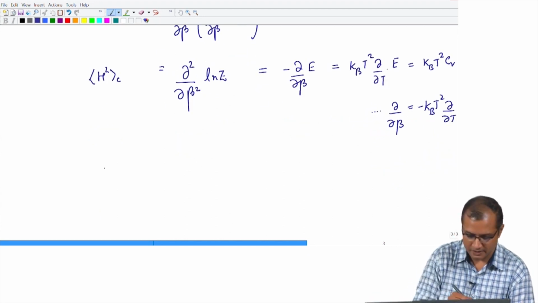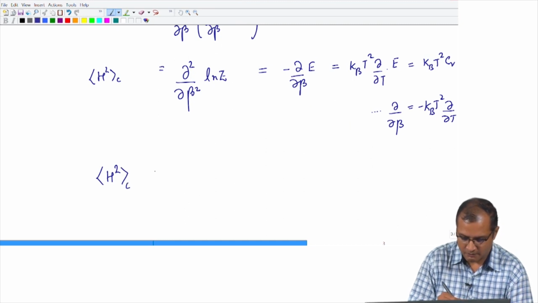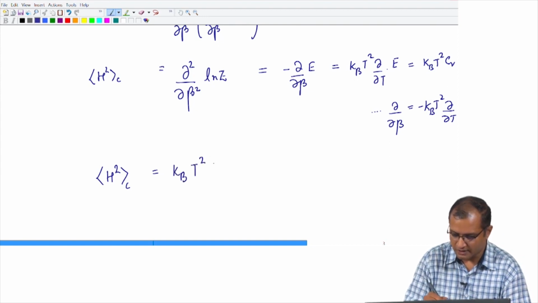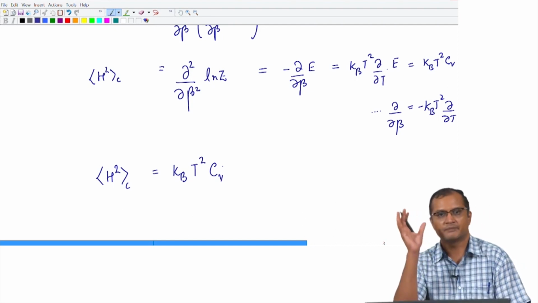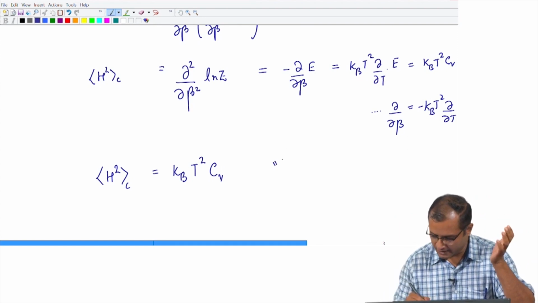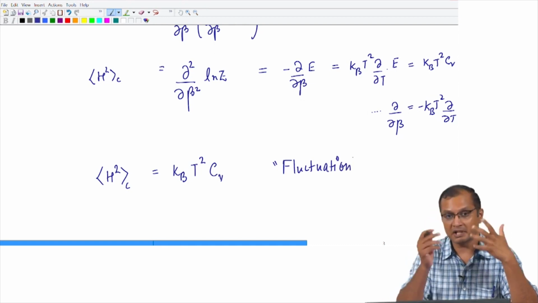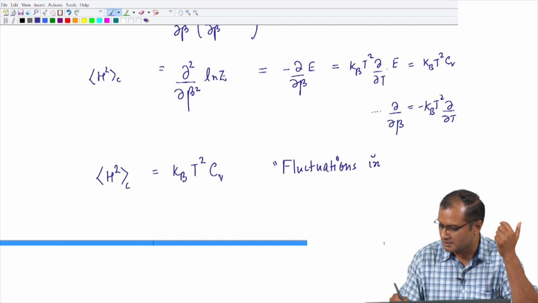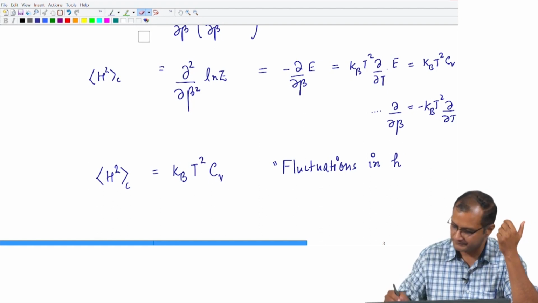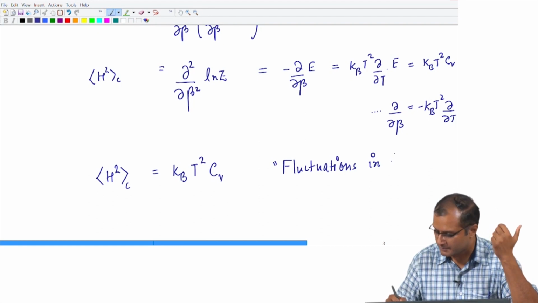So, the heat capacity of the system at constant volume is directly related to the second cumulant of energy. So, fluctuations in energy in a canonical ensemble are directly related to heat capacity. So, fluctuations are important, they tell you something about the material property of the system. Fluctuations in energy are important quantities and they are related to properties of the system.